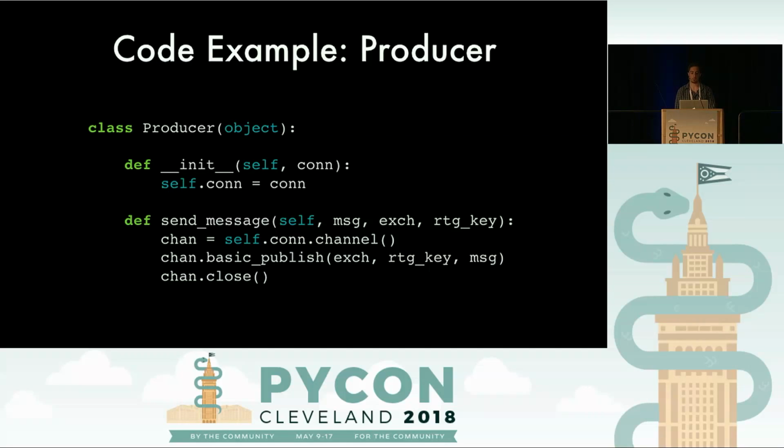Next, I built a simple producer class. This producer accepts a blocking connection object in its constructor and has a method to send a message. In order to send a message with this method, we need its content, the exchange name, and the message's routing key. Given that information, we publish the message to the specified exchange and then close the channel.